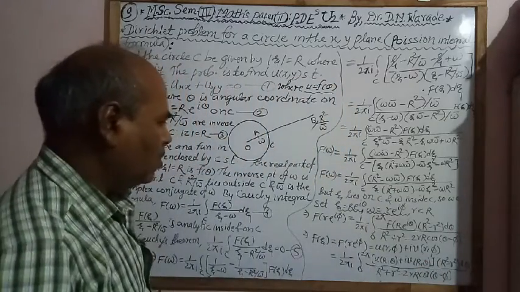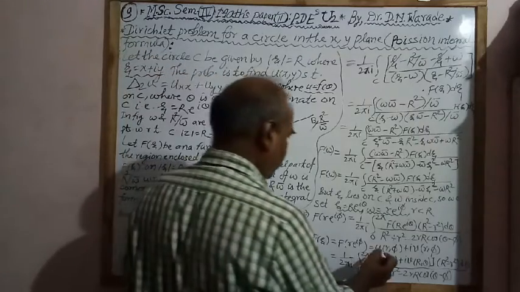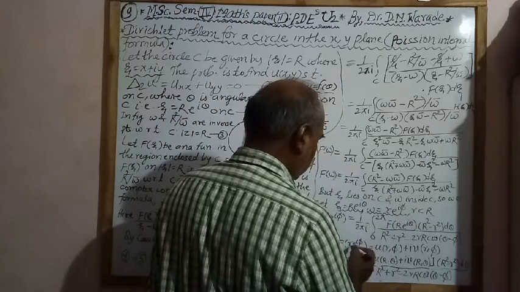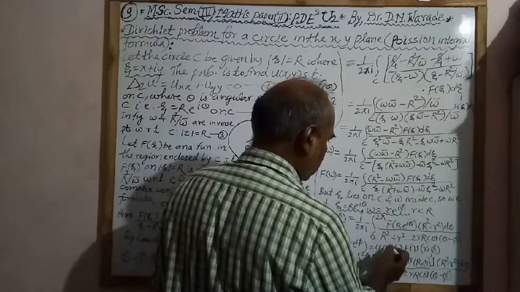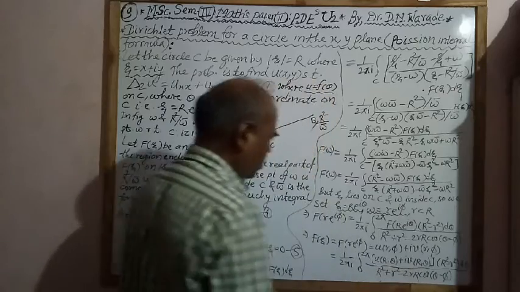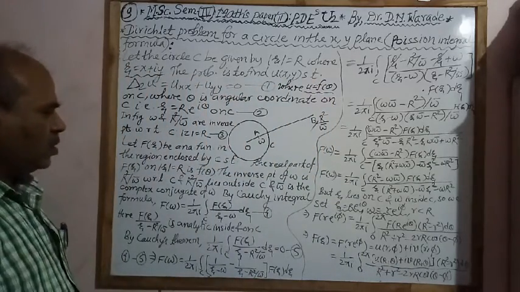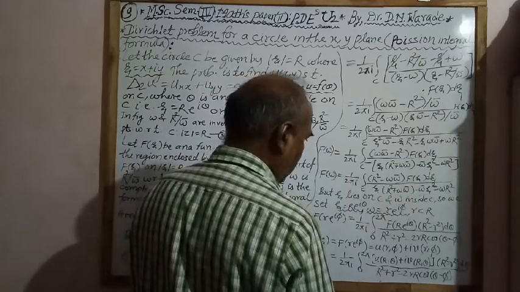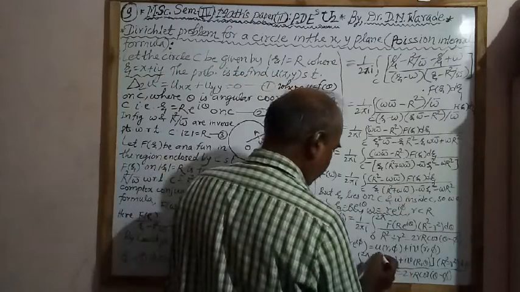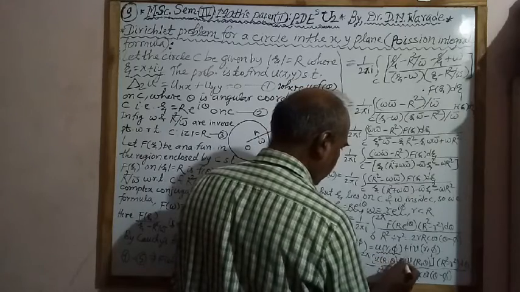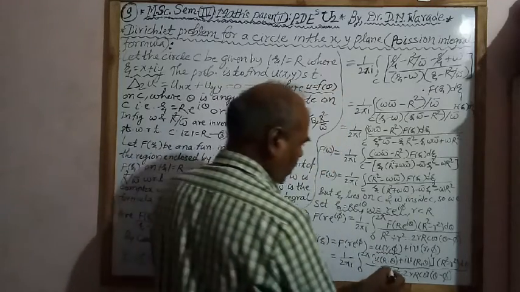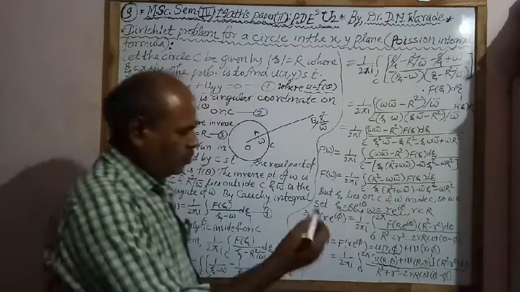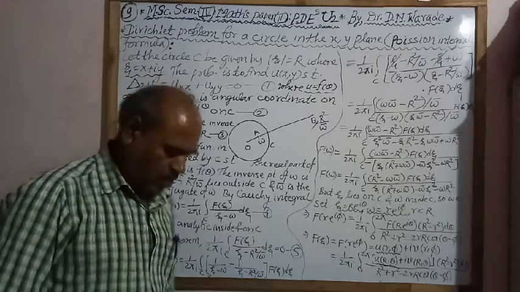Now I will replace this f of r e to the power i theta by u of r theta plus i v of r theta. Now we compare or equate the real parts on both sides. On the left hand side, the real part is given by u of r phi. On the right hand side, the real part is given by u of r theta into R square minus r square d theta divided by the denominator.